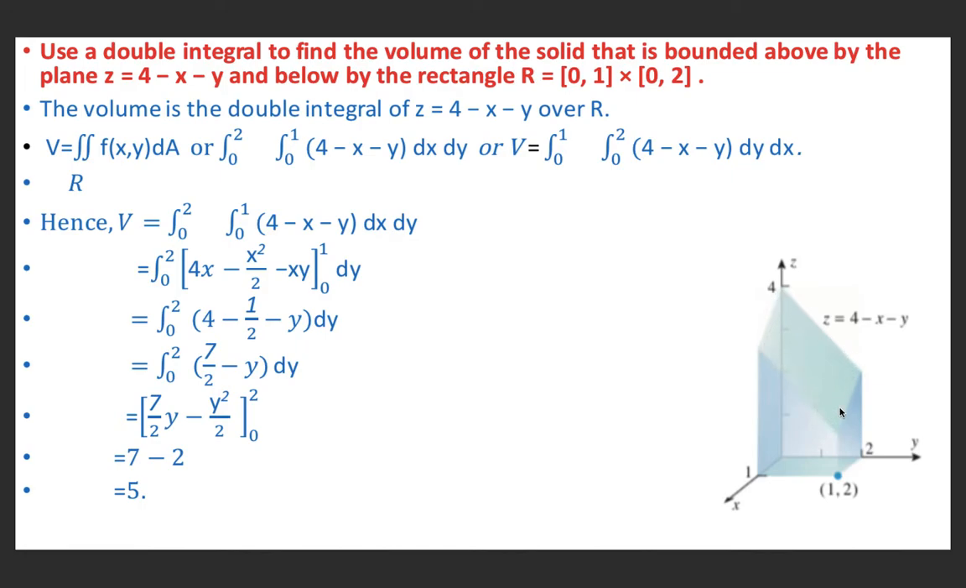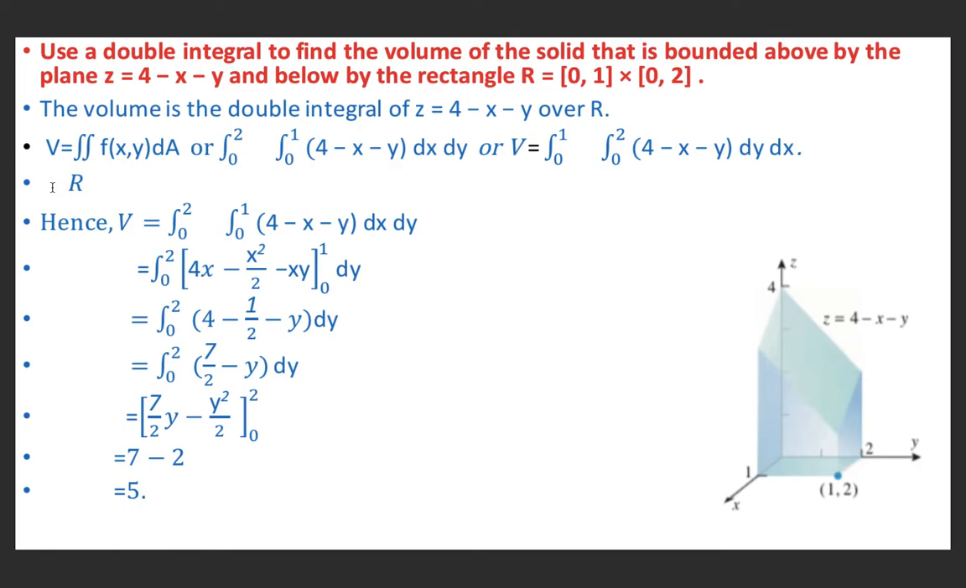So this is the shape of the solid which is bounded above by the plane z equal to 4 minus x minus y, and this is the rectangle R. Here x varies from 0 to 1, y varies from 0 to 2, and this is the base of the solid, the given rectangle. Now we will find the volume of the solid under z equal to 4 minus x minus y over R using the double integral.